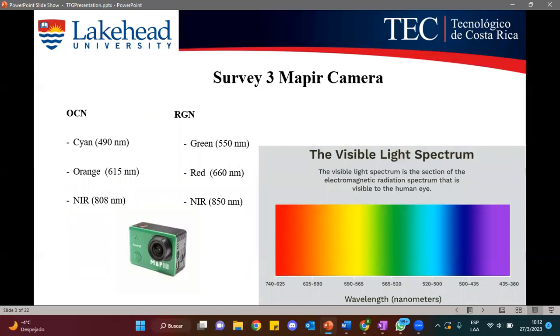Then, talking about the cameras and the visible light spectrum, we can see that for the light spectrum, the visible wavelengths go from 380 to 740, more or less. Then it goes to near infrared, far infrared, and it goes on to different wavelengths. But for this study, we'll just focus on the visible light spectrum range and near infrared.